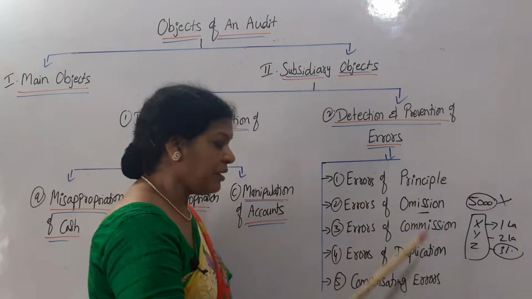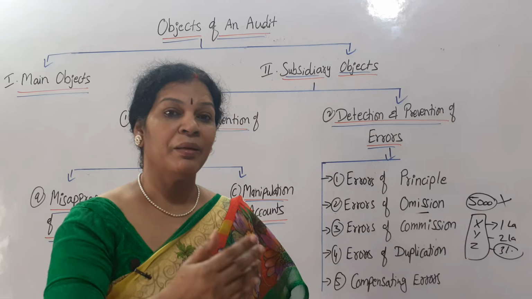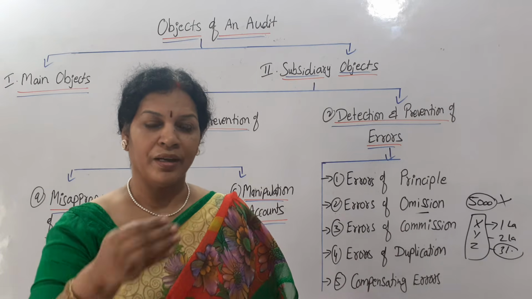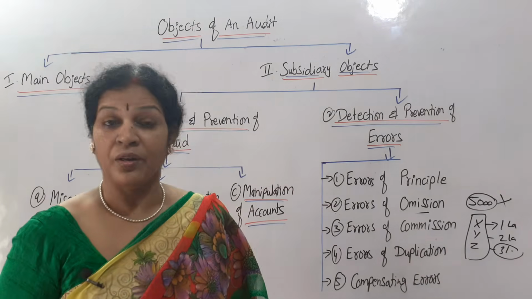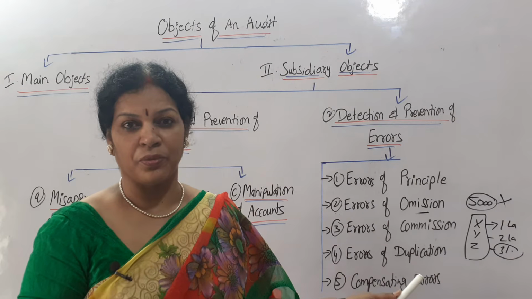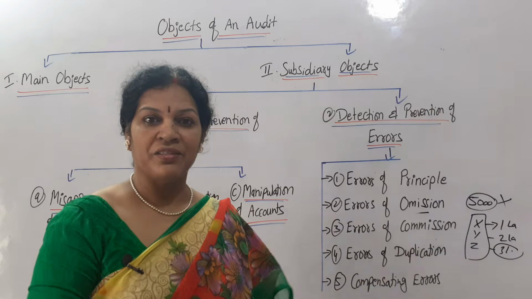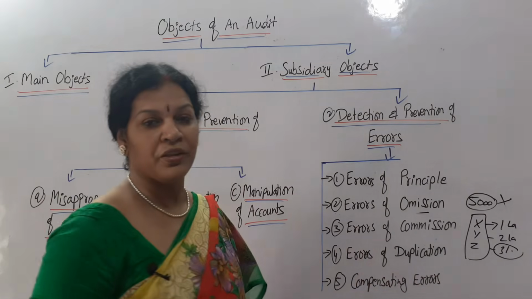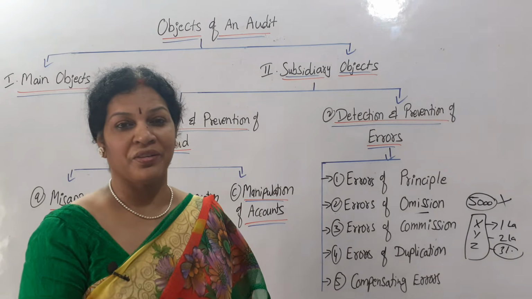In the same way, errors of duplication. Errors of duplication means double time it has been entered, a duplicate entry. I got 6 lakh rupees, say for example. What I have to do? I have to write it on the debit side of the cash book. By mistake, once again writing on the debit side, then that is called errors of duplication. Errors of duplication is very difficult to find out.